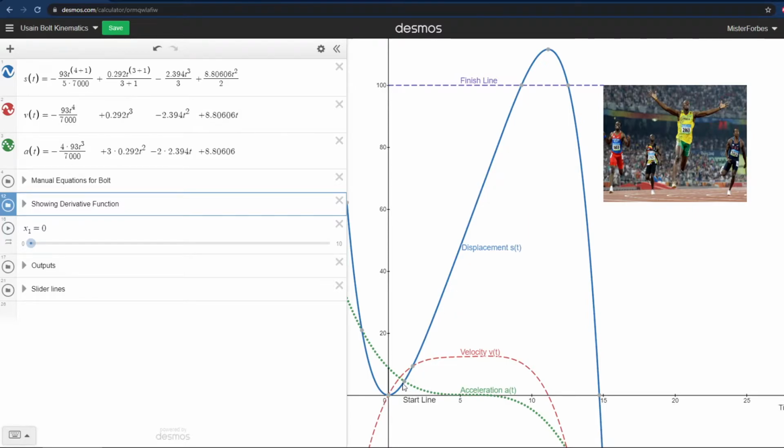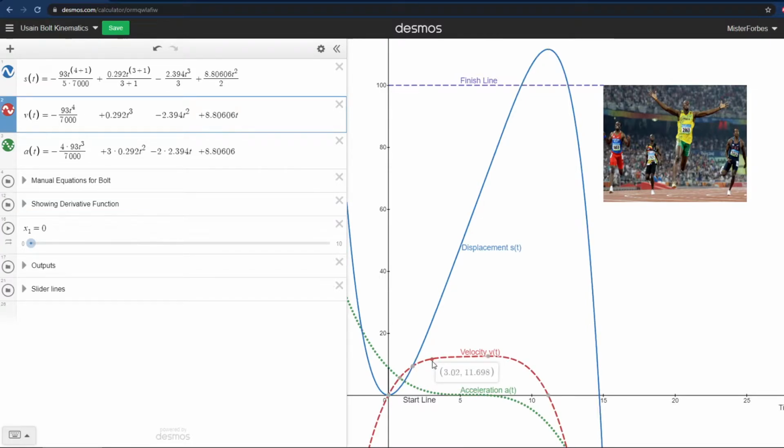Now, displacement is related to his velocity, right? He starts off running at what speed? He starts off running at 0 meters per second, but his velocity increases. He runs faster and faster, and I want to follow the velocity curve.